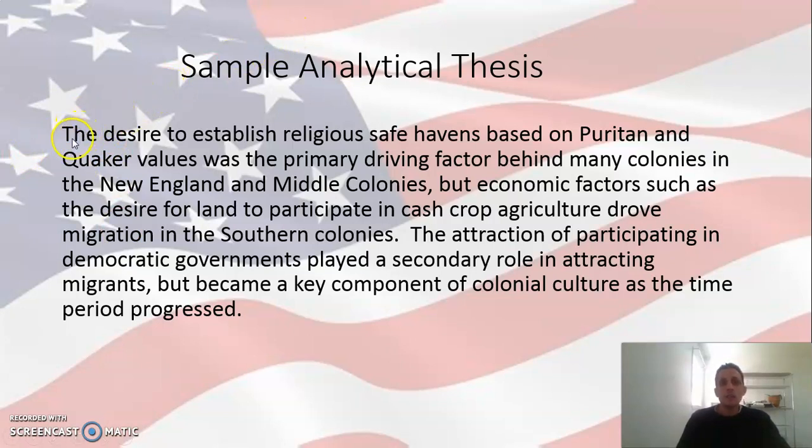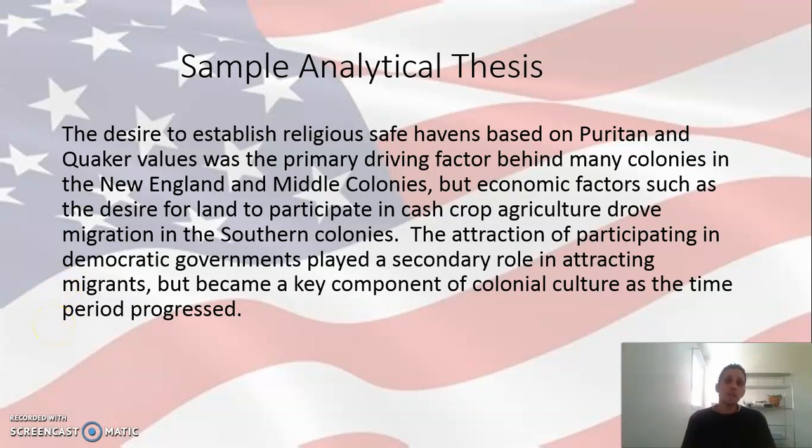So this one: the desire to establish religious safe havens based on Puritan and Quaker values was the primary driving factor behind many colonies in the New England and Middle colonies. But economic factors such as the desire for land to participate in cash crop agriculture drove migration in the southern colonies. The attraction of participating in democratic governments played a secondary role in attracting migrants, but became a key component of colonial culture as the time period progressed.